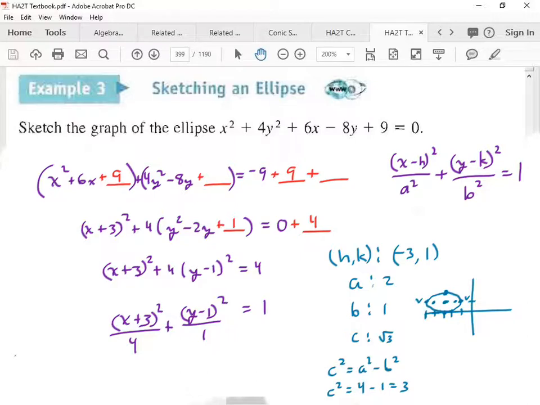And if we were looking for those coordinates, we would have to go left and right, which means we're going to add and subtract from the x of the h. So we have negative 3 plus root 3, and the y value stays the same, which is 1. And we also are going to have negative 3 minus root 3, which is 1. And these two coordinates would be the coordinates of our foci.